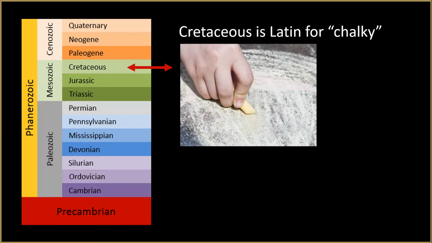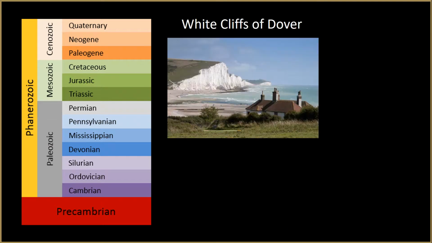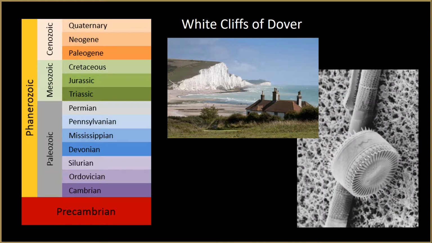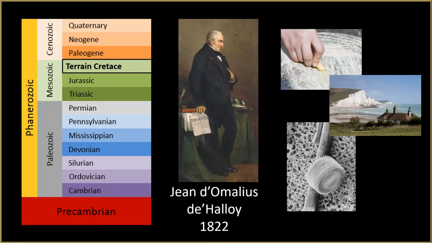Cretaceous is Latin for chalky and describes layers of chalky rocks in Western Europe. The famous White Cliffs of Dover are typical of this rock formation. The chalk itself is formed from the calcium carbonate deposited by the shells of countless tiny marine organisms like plankton. In 1822, a Belgian geologist named the chalky rock layers Terrain Crétacé. This system eventually came to be called the Cretaceous.